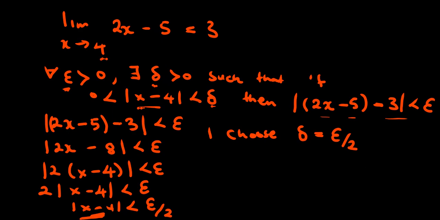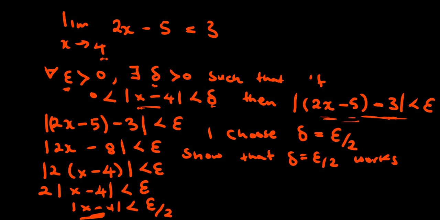So from here, what I do next is I must show that the delta which I have picked, which is epsilon over 2, works. So how do I show that this works? I will start from the point where we started from, but I will leave out the epsilon in this case. So how do we go from there?